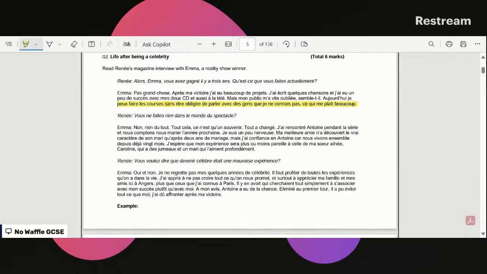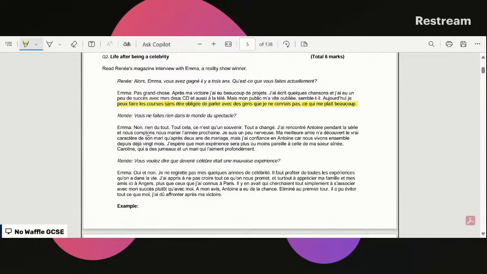Firstly, just hopefully going over your knowledge about marriage. So what is the marriage is mariage, and that's the same thing. And words like wife is femme, and husband is mari. So those are the keywords we're looking out for. So let's see. Tout a changé. J'ai rencontré Antoine pendant la série. I met Antoine during the series. Et nous comptons nous marier l'année prochaine.